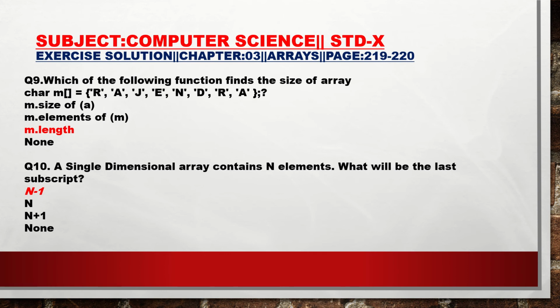Question number 10. A single dimension array contains n elements. Suppose a single dimension array, a 1D array, contains n elements. What will be the last subscript? The last subscript is the total number of elements minus 1, that is n minus 1, which is the correct answer. So tick the correct answer. That is part 1. Now let's go to part 2.